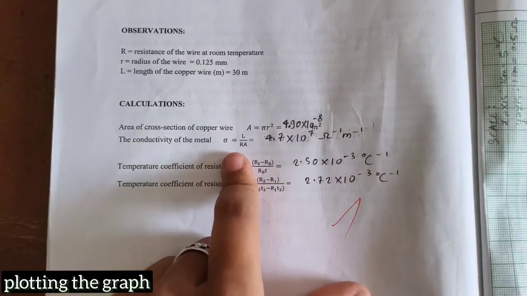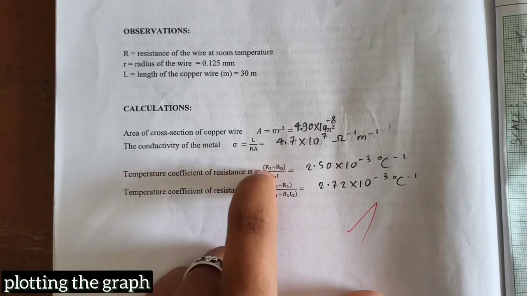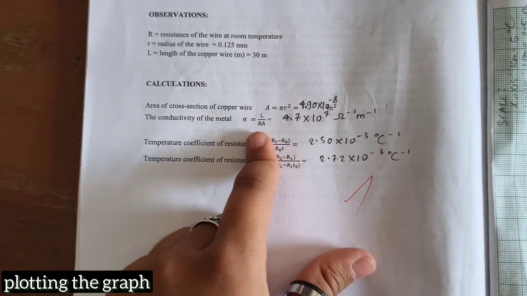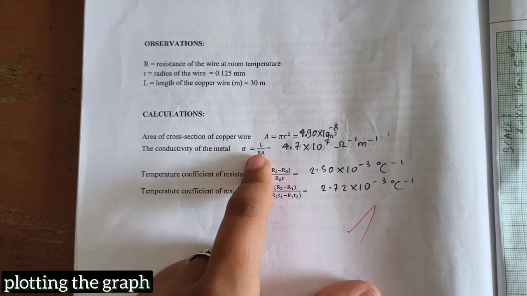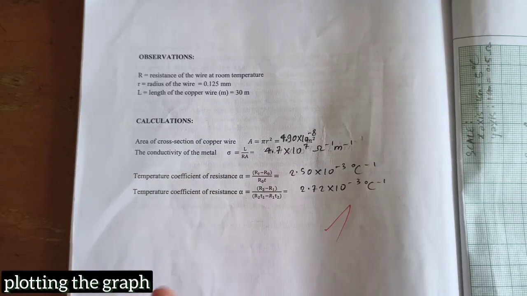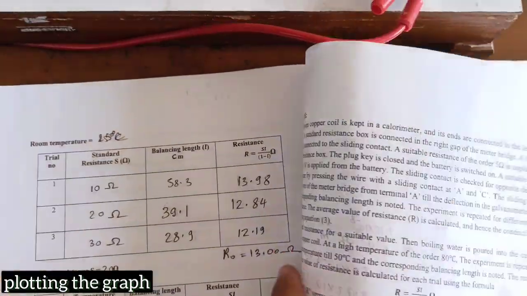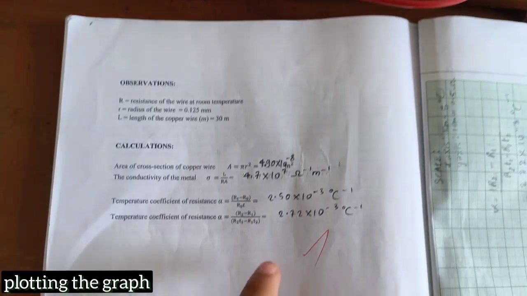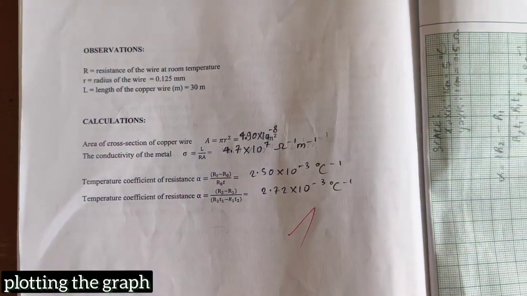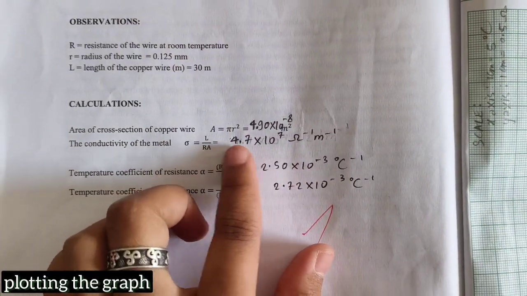Now to find the conductivity, you have to use the formula sigma equals L by Ra. So conductivity is sigma, and L is the length of the wire, which is 1 meter, and R is the standard R naught which we found here, and A is your cross-sectional area of the wire, which will be given to you. And using this you can find the result sigma.